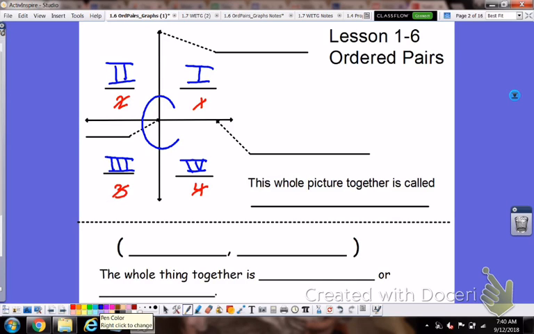Okay, moving on. This center point here, that is called our origin. Say origin, not center. And then our horizontal line is our x-axis. And our vertical line is our y-axis. Then this whole image together, the whole picture, is called a coordinate plane. So coordinate plane, not graph.